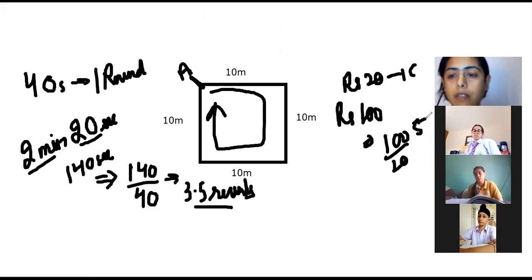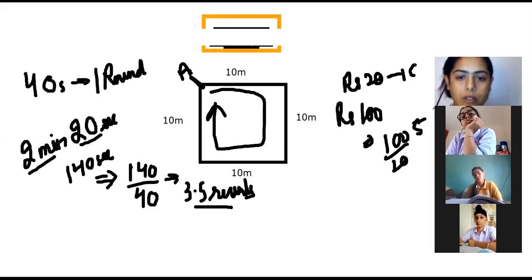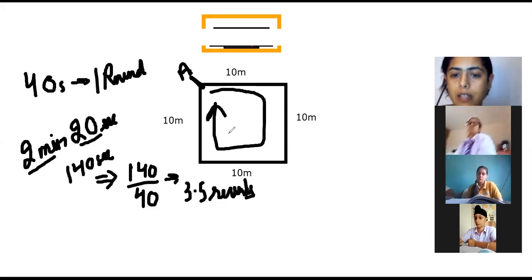Similarly, here we have to find out the rounds completed in 140 seconds. So 140 divide by, for one round, how many seconds? 40. So divide by 40. So after 140 seconds, we will cover 3.5 rounds. Fine. 3.5 rounds means 1 round complete till 8, then again, then again. After 3.5, the person will be over here.